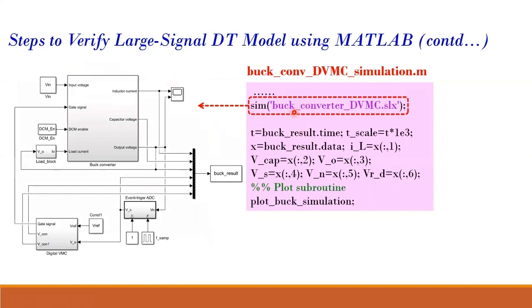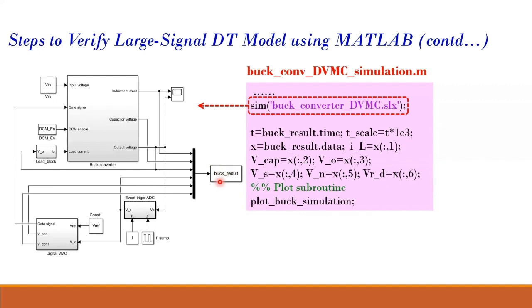In this file, I'm also simulating it. I'm entering the values of Kp, Ki, Kd, the initial conditions, and the parameters of the buck converter, and then I will simulate this Simulink file by running this command. The results will be stored in buck_result, which will store the data. That data, I will access from here. I will access the time data, and I will access the vector X data.